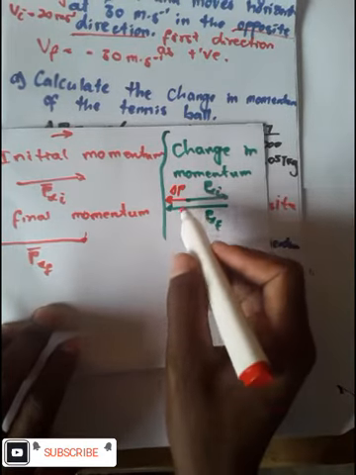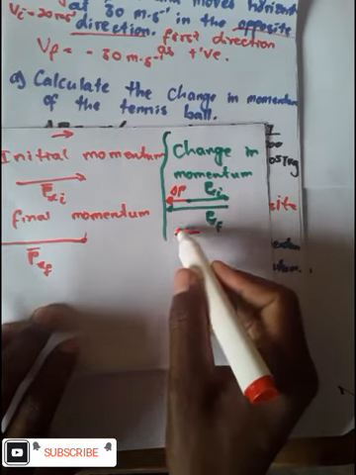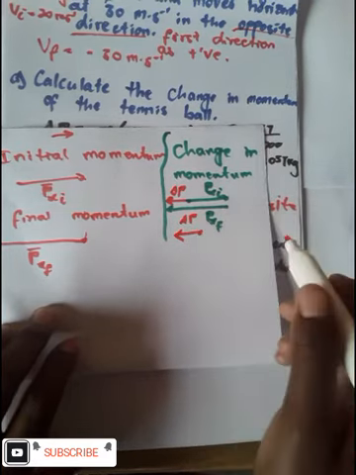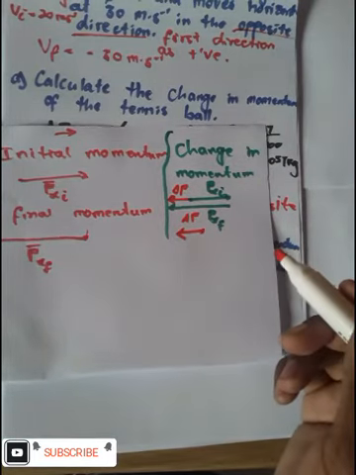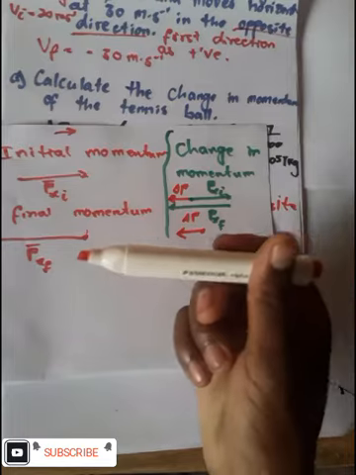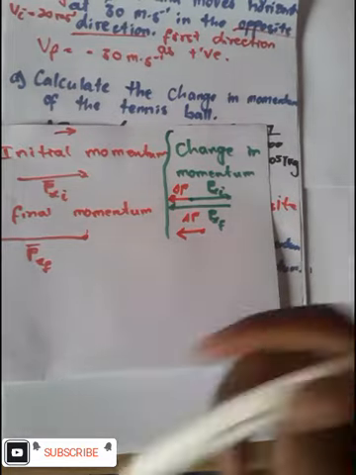So that's a change in momentum. The change in momentum is going this way. The change in P always points in the same direction as the change in velocity. If you find the change in velocity, it's pointing in this direction also. So this is the change in momentum.